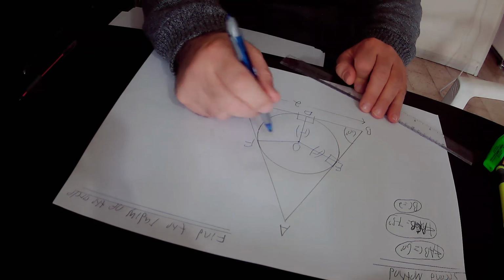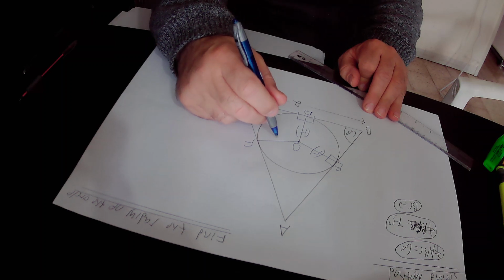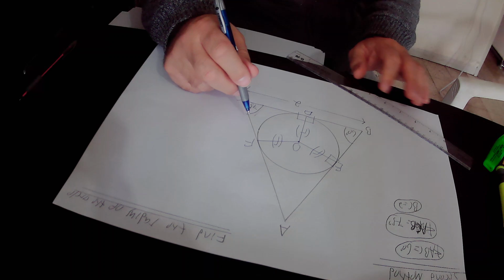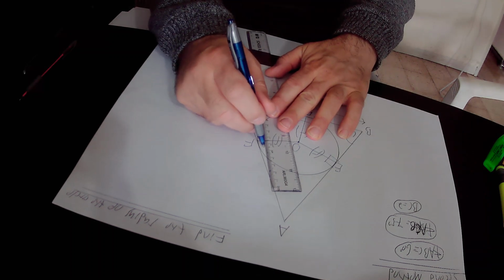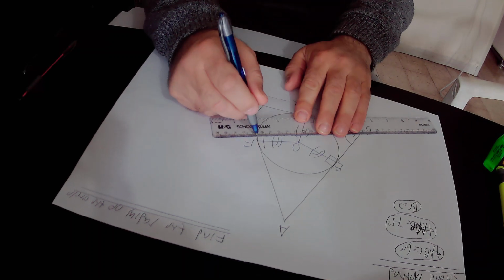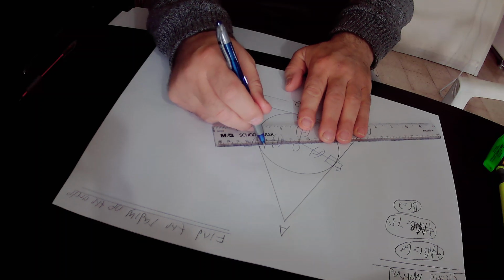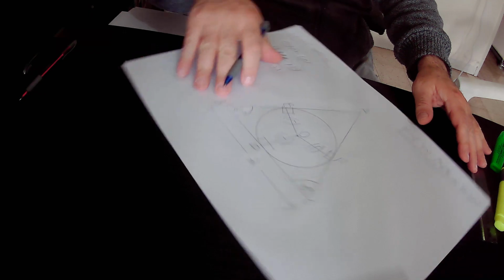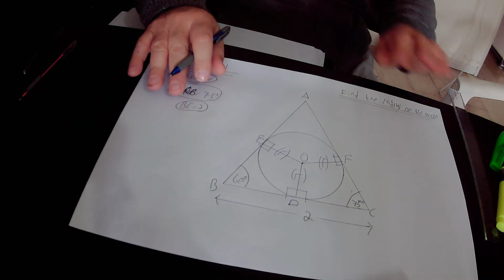OF is the radius of this circle that is equal to R. Again, the radius OF is drawn to the point of tangency, therefore according to rule number 1, this angle equals 90 degrees, and this angle also equals 90 degrees. We can actually implement rule number 2 here also.